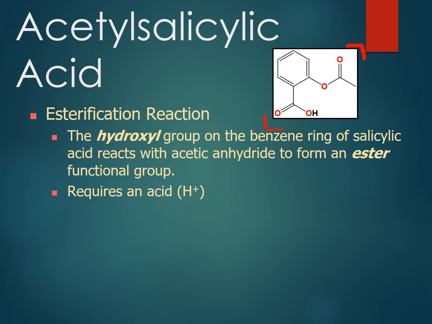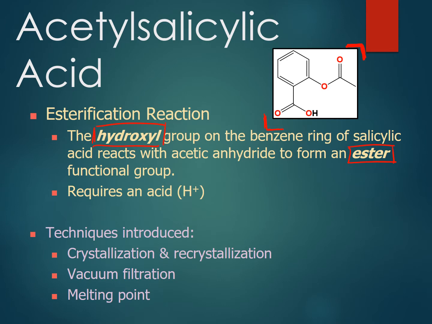So we're going to use some protons here. A Bronsted acid is going to help us transform a hydroxyl group into an ester group. So we're doing an esterification, and we'll talk about the mechanism in just a minute. In terms of techniques, we're going to be talking about recrystallization, which is for purification of our product. We're going to use vacuum filtration to separate solids from liquids. And we're going to use melting point as one of the methods to determine purity. We'll talk about all those techniques in the following slides.